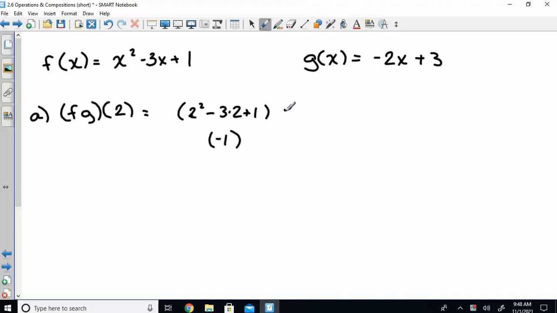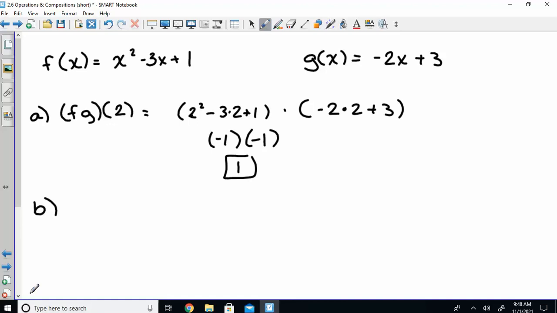-1. If I put a 2 into g, I get -4 plus 3, which is -1, and -1 times -1 is 1. You're multiplying. I was adding. You're adding, yeah. I was honestly adding.